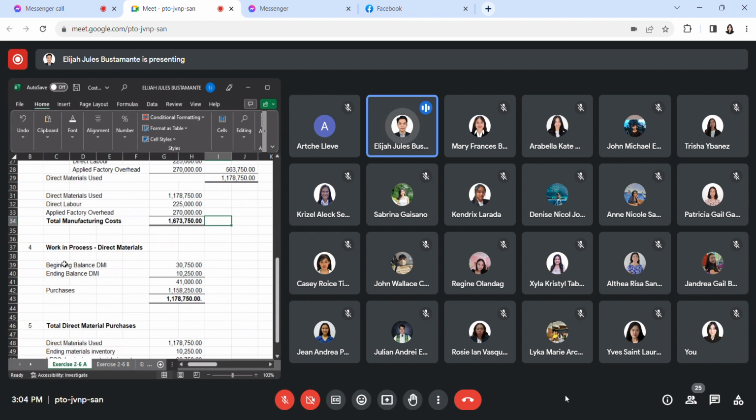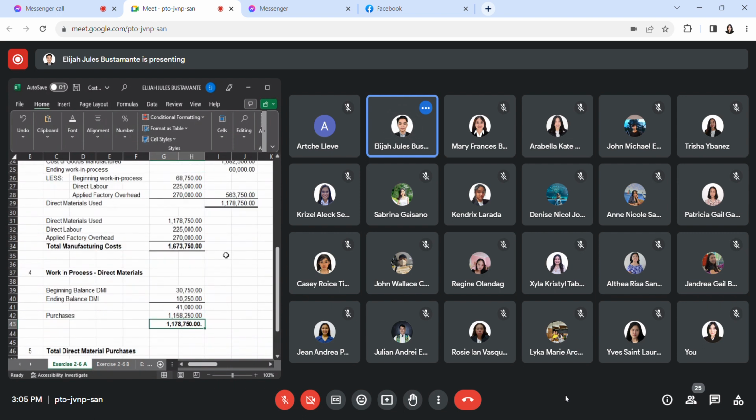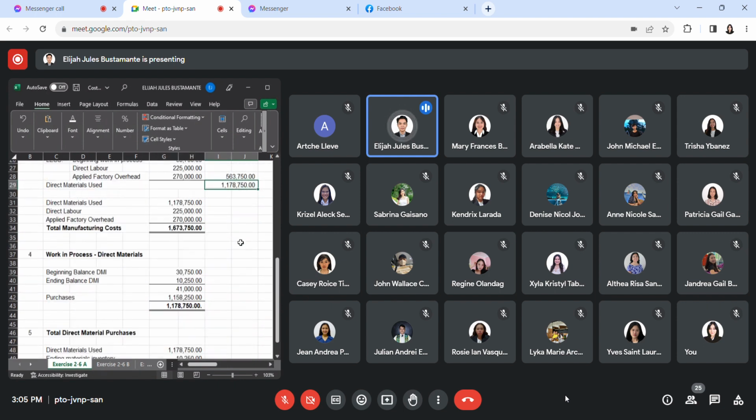So for number 4, we're looking for the work in process na naa sa direct materials. So in order to do that, we simply added the beginning balance of direct materials inventory, which is 30,750, and then the ending balance of direct materials inventory, which is 10,250. So that would be 41,000. And then ato na pong gi-add ang purchases, which is 1,158,250, giving us a total of 1,178,750.